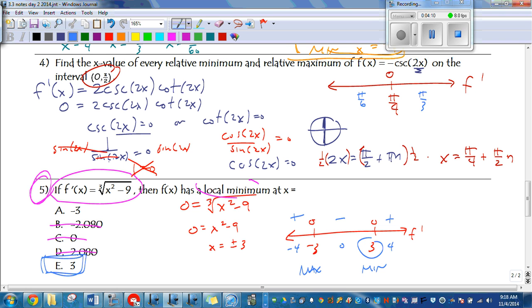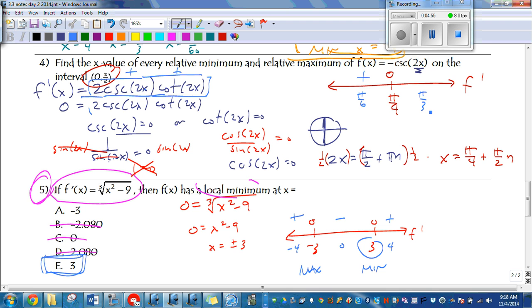Remember, we just need to know, is it positive or negative? We don't have to figure out the exact value. So if we look at our derivative here, if we put pi over 6 in, we get 2 cosecant of pi over 3, because the 2 times pi over 6 gives us pi over 3. So cosecant of pi over 3, well, that's the reciprocal of sine of pi over 3. And again, all we need to know is it positive or negative. So is sine of pi over 3 positive or negative? Positive. Okay, and then cotangent of 2 pi over 3, which would be cosine over sine of pi over 3. That's going to be positive also. So this is going to be positive.